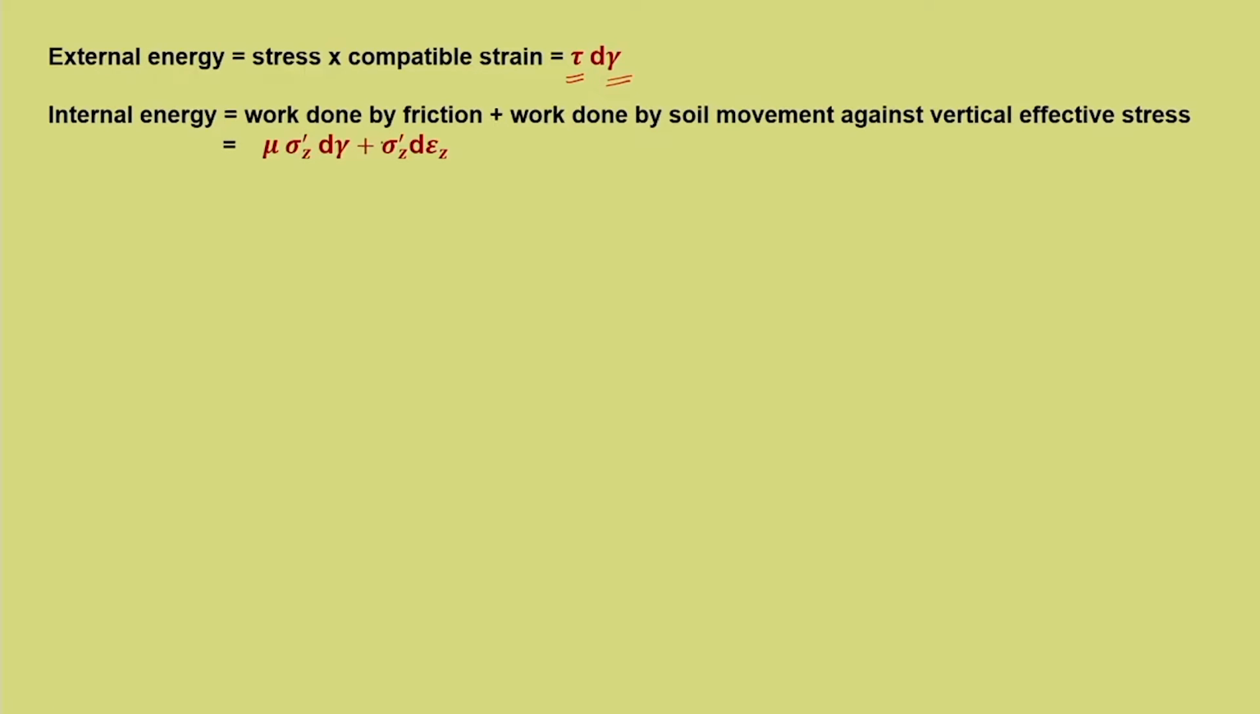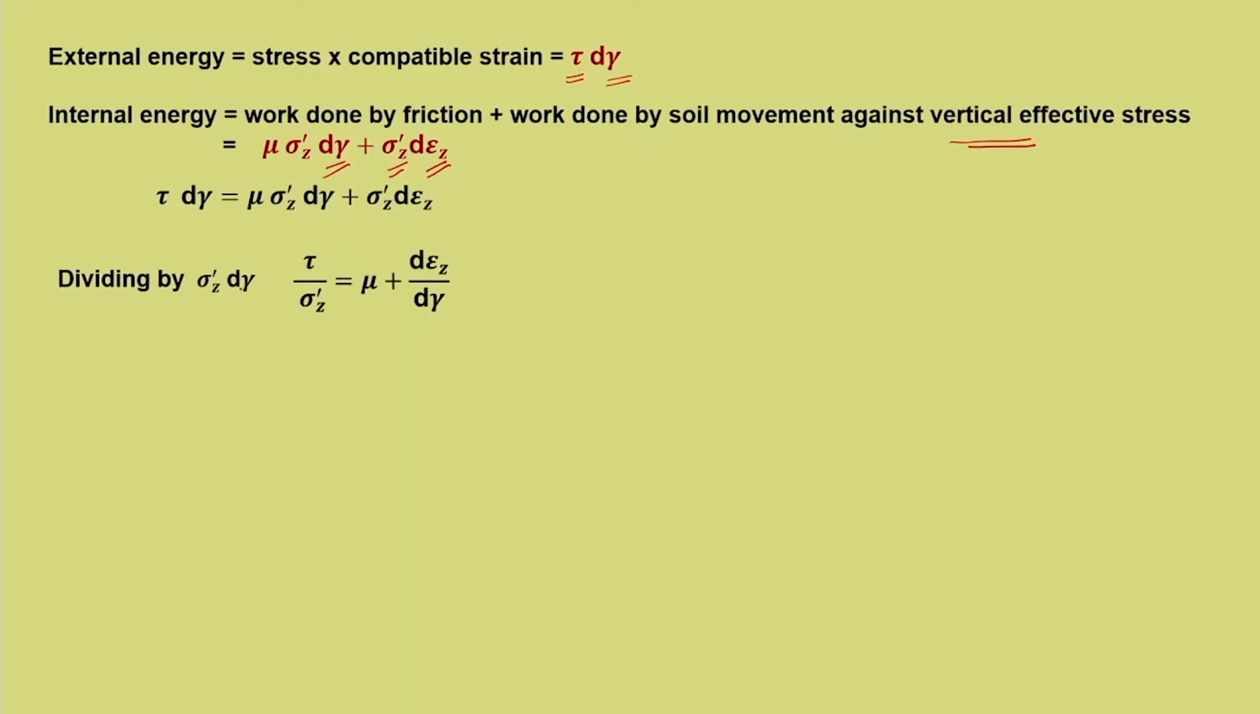And internal energy is essentially associated with work done by friction, specifically sliding friction, and work done by soil movement against the vertical effective stress. So, we can write mu into sigma dash z becomes the shear or the sliding friction into d gamma, so this becomes the shear strain, plus sigma dash z into d epsilon z, where sigma dash z is the vertical stress and d epsilon z is the vertical strain. So, for equilibrium we can equate internal and external energy as shown here.